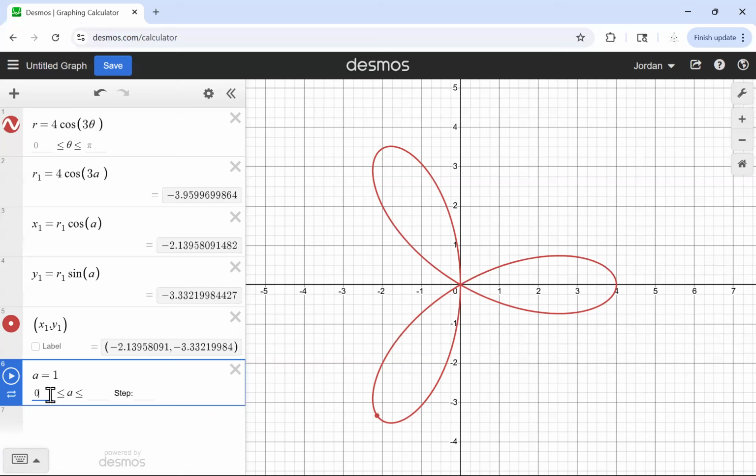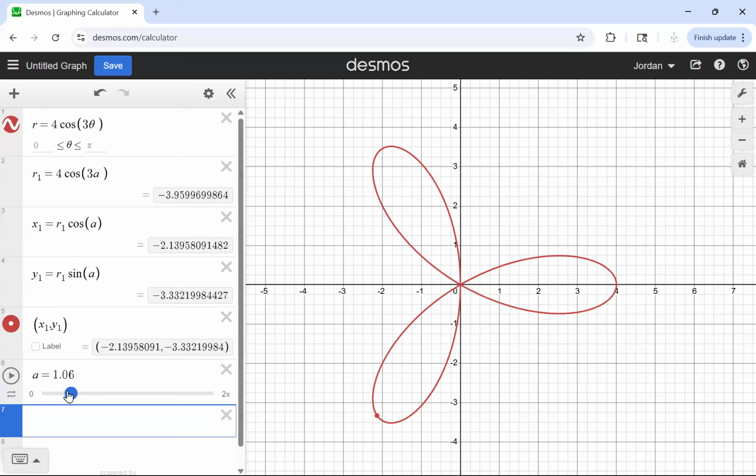Let me start that way. So start at pi over 2, about 1.57. Trace around this second loop. And when I get back here, we're at about 2.62 maybe, 2.62, 2.64, somewhere in there.